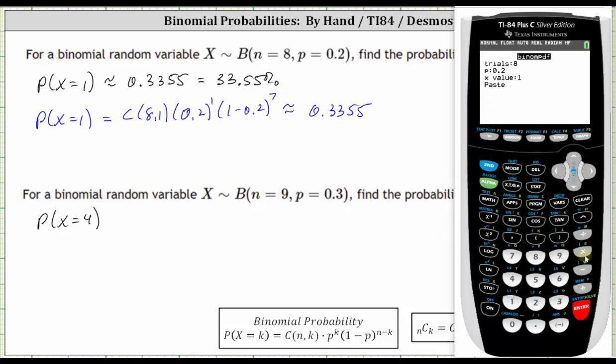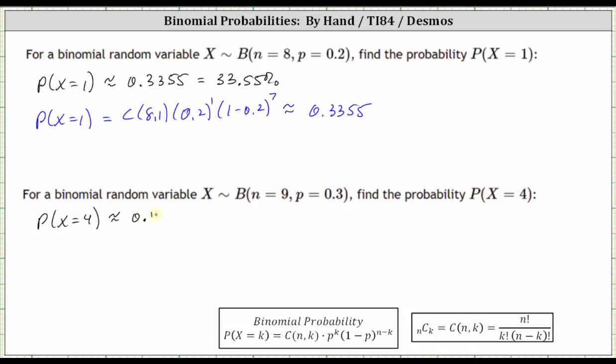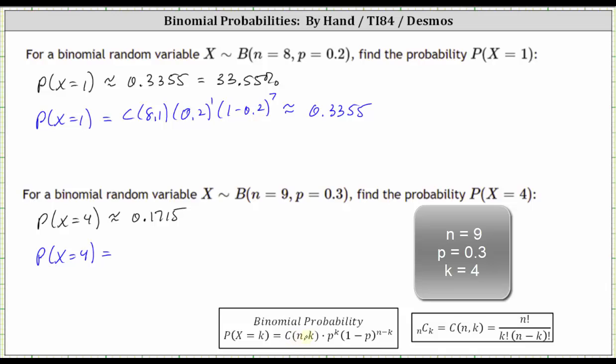The number of trials now is 9, enter. P is 0.3, enter. The x value is now 4 because we're looking for the probability x equals 4. Enter, enter, and enter. To 4 decimal places, we have approximately 0.1715. Let's also find the probability using combinations. The probability that x equals 4 is equal to n choose k, which is now 9 choose 4.